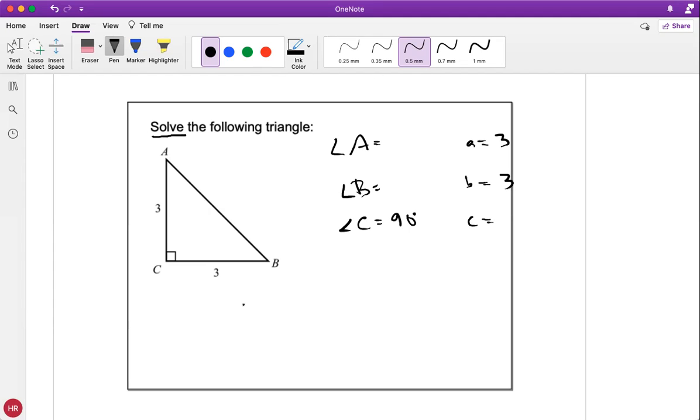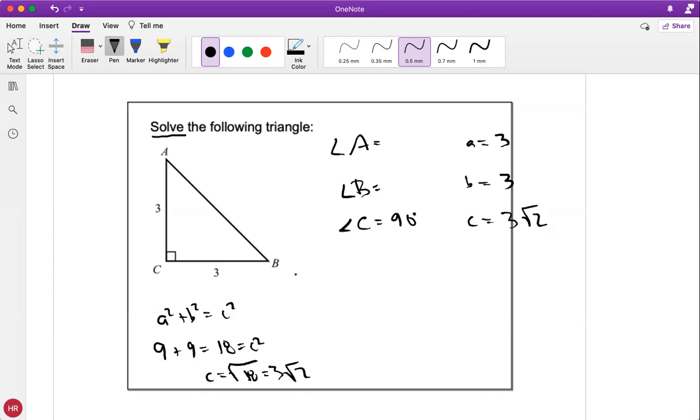So to find side C, we know that a squared plus b squared is c squared. A squared is 9 plus b squared is also 9. That's 18, which is c squared. So c is therefore the square root of 18, which we know better as 3 root 2. And so c is 3 root 2. And that kind of agrees with what I expected. The 45, 45, 90 should be side x, and the third side is x root 2, and that's what I got. And I would expect both these angles to be 45, but we can just check.